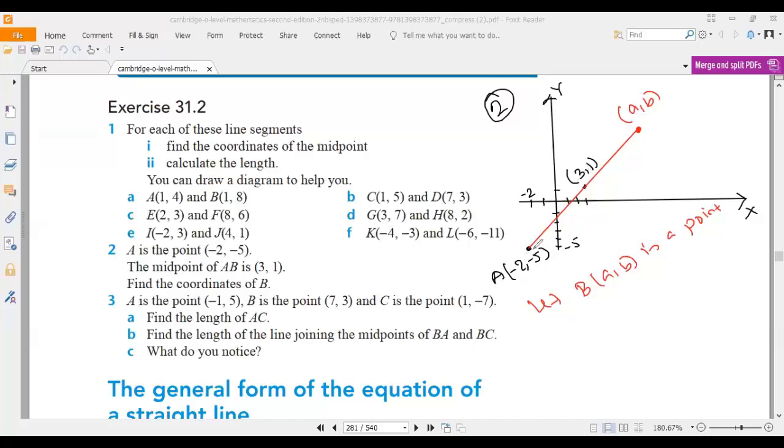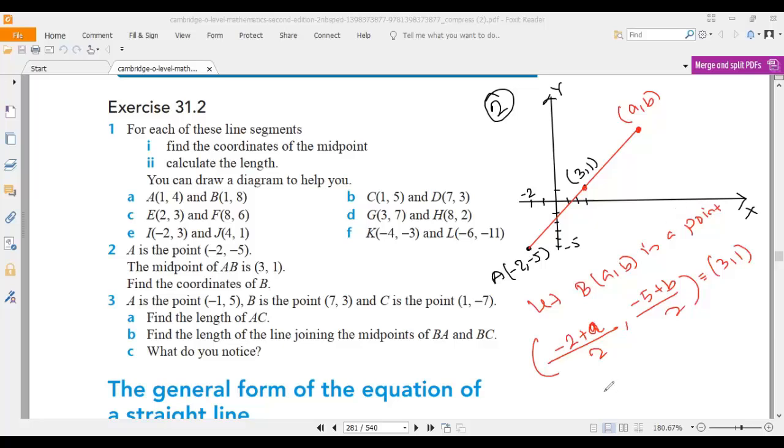We know that the midpoint of these 2 points, (-2, 5) and (A, B), will be ((-2 + A)/2, (-5 + B)/2). And this one and (3, 1) both are the same, am I right? Because it represents the same point, the midpoint. So ((-2 + A)/2, (-5 + B)/2) will be equal to (3, 1).